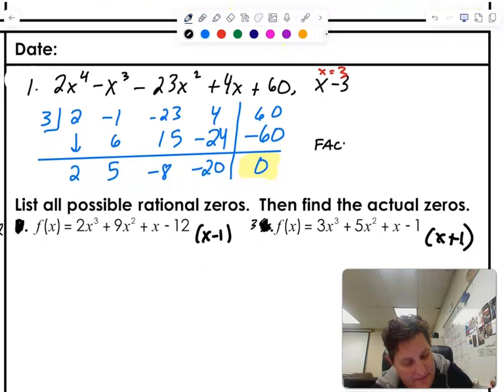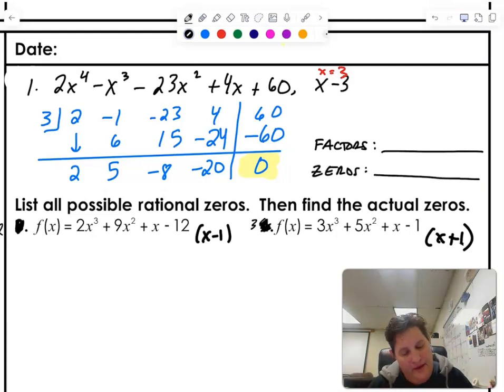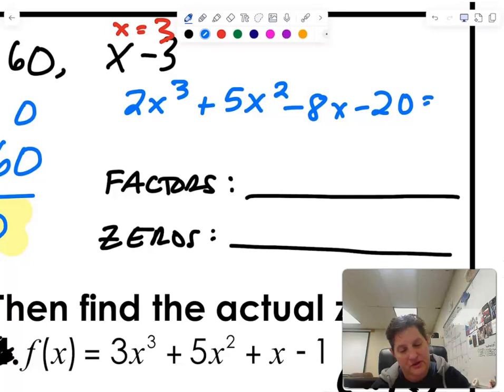And it says, let me remember if it says zeros or roots on the test. Zeros. Okay, so what you do is you take the numbers that are left over and you make an equation out of it. My equation is 2x to the third, because I started with x to the fourth, right? Plus 5x squared minus 8x minus 20. Now the first thing I can do with that is grouping.